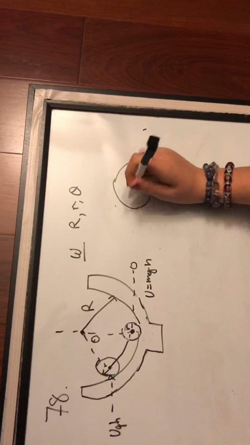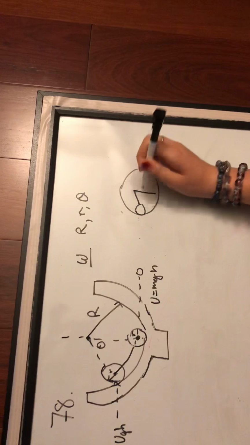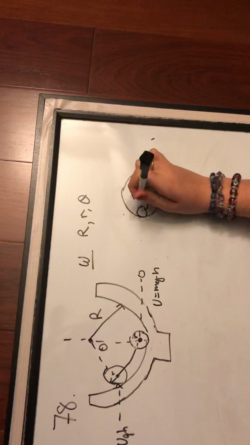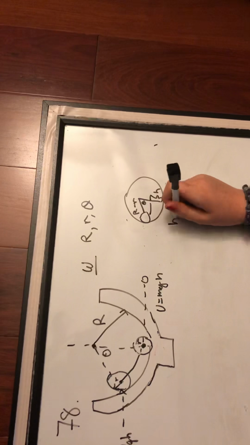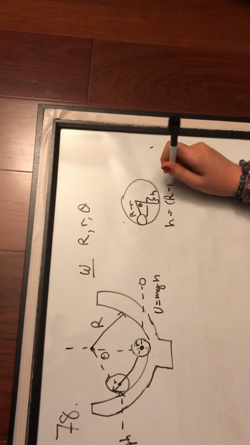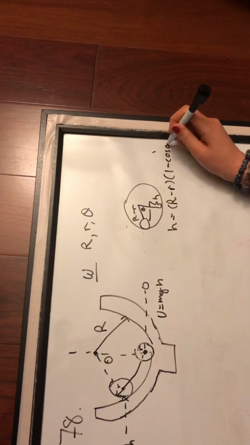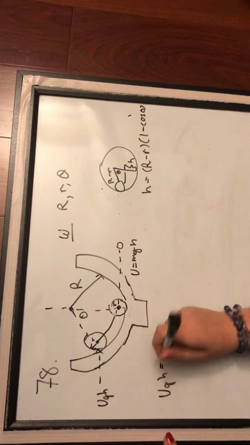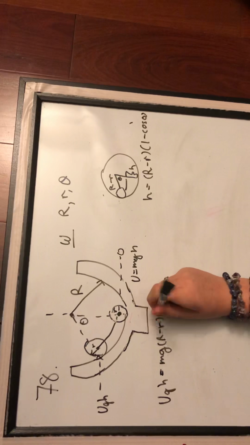Pretend that's a sphere. So then we have the little sphere, then we have here, and we're looking for this h, right? So there's a theta, and then the length of this is R minus r. So h is equal to big R minus little r times 1 minus cosine of theta. So we know the gravitational potential energy at the initial point is equal to mg times (R minus r) times (1 minus cosine theta).